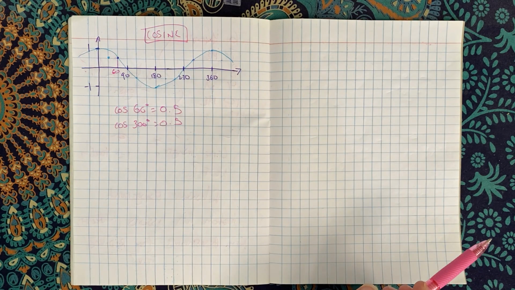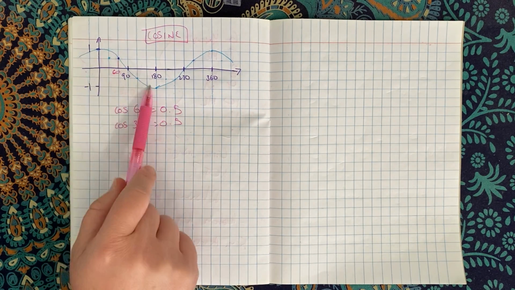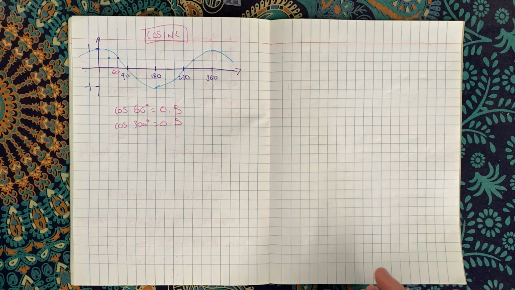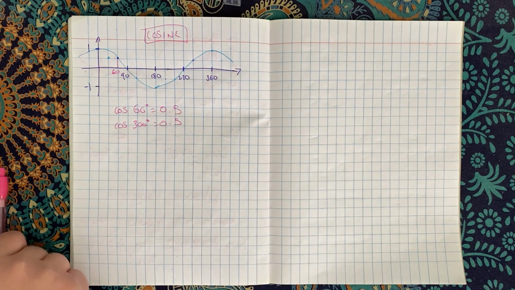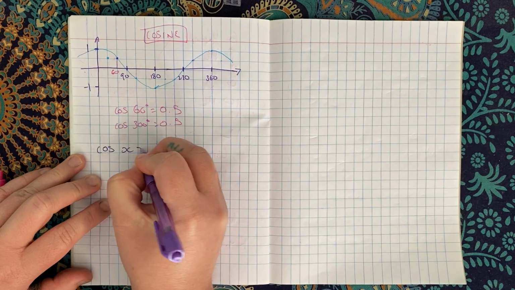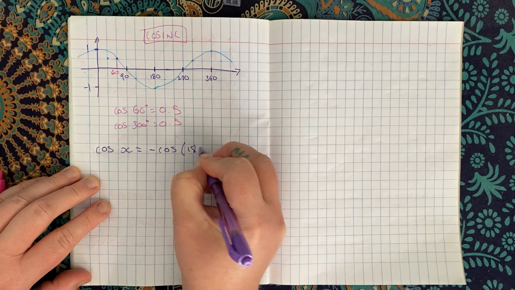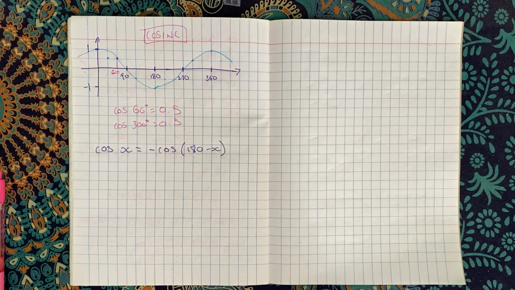But you'll notice before, on the sine curve, we only looked at positive values because everything was up in the air until we got to 180. But this time we have some positive and some negative. So our rule is going to be a little bit different. Our rule this time is that cosine of x is equal to the negative cosine of 180 minus x. And we'll do an example and have a look at what that means.